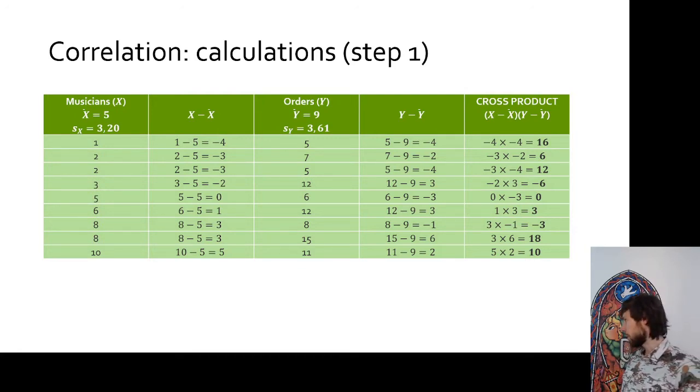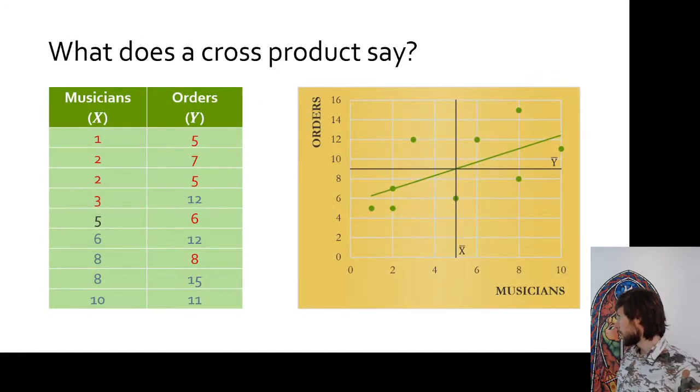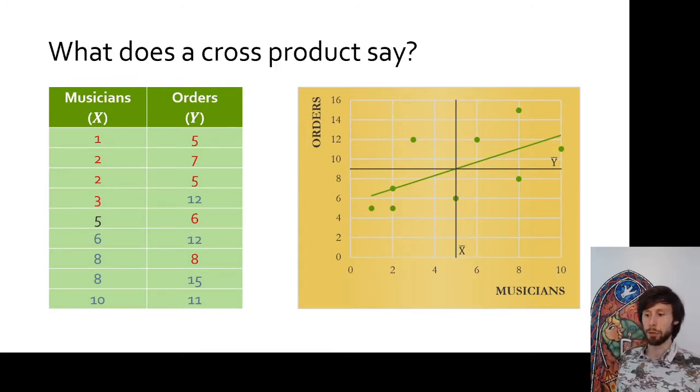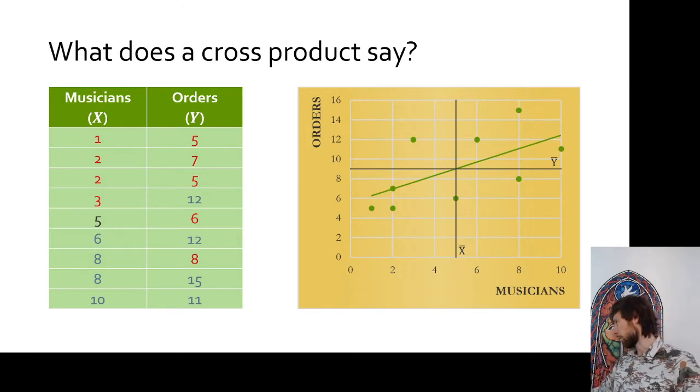Let's take a minute to see why that is a logical thing to do. Here's the scatter plot again. This time I have indicated the 2 means using a horizontal and a vertical bar. So you can see the average number of musicians being 5, the average number of orders completed being 9, and the table on the left then uses color code to tell if a person was above or below the mean on that particular variable.